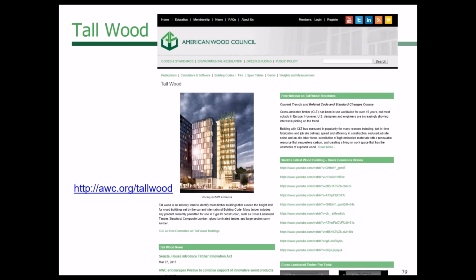So rounding off, I wanted to let you know that some of you may not be aware of this, but there's an ad hoc committee from ICC to look at tall wood construction and buildings, and AWC has a web page that gives you the current information on what is going on through this effort, which is awc.org/tallwood.